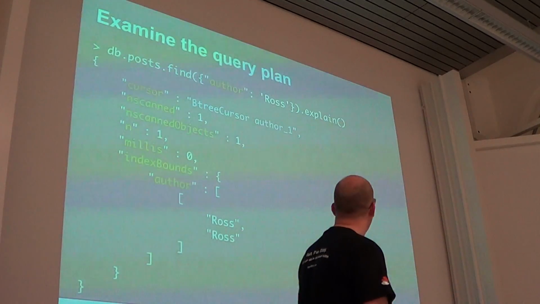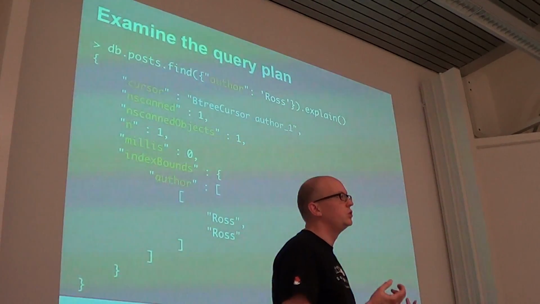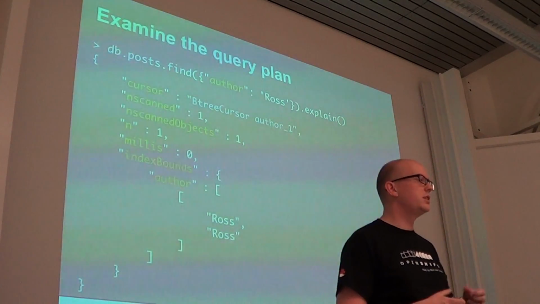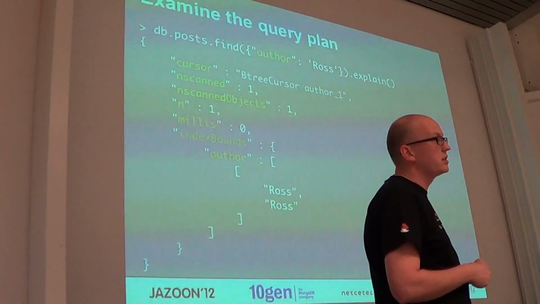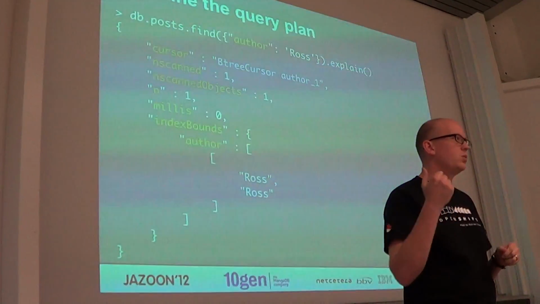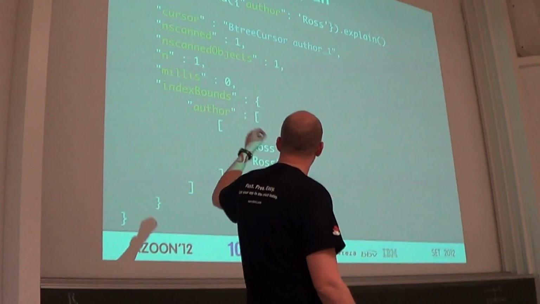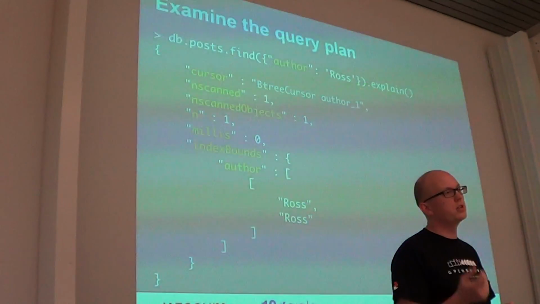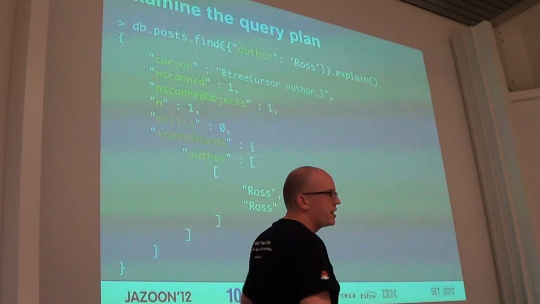So if you're just using the shell, put the explain command afterwards, you'll get back information about how your queries run and some statistics. So here we're using B-tree cursor, so that's telling us we're using an index, and then author is the index name that we're using. Things like n-scanned and n-scanned objects deal with how many things we're looking up in the index compared to how many documents we're looking at. We only have one at the moment in there. And then we have index bounds as well.